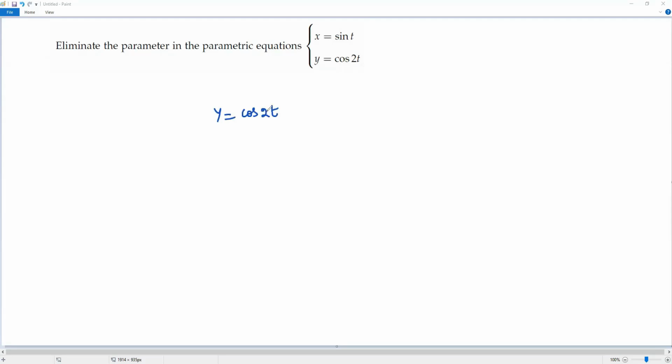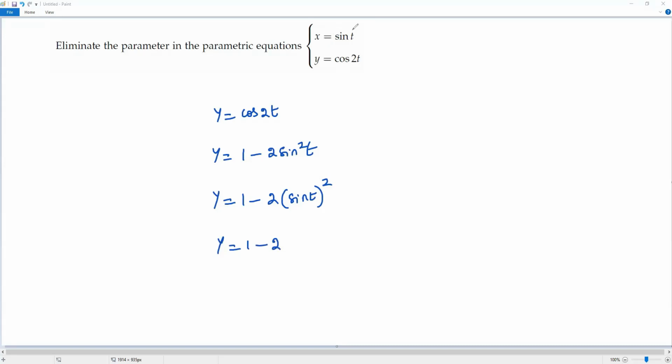Okay, so y is equal to cosine 2t. I know the trigonometric identity for cosine 2t, that is 1 minus 2 times sine square t. So cosine 2t equals 1 minus 2 times sine square t. This is a trigonometric identity. So the next step, what I can do is write the sine square t as sine t the whole square. y is equal to 1 minus 2 times sine t squared.